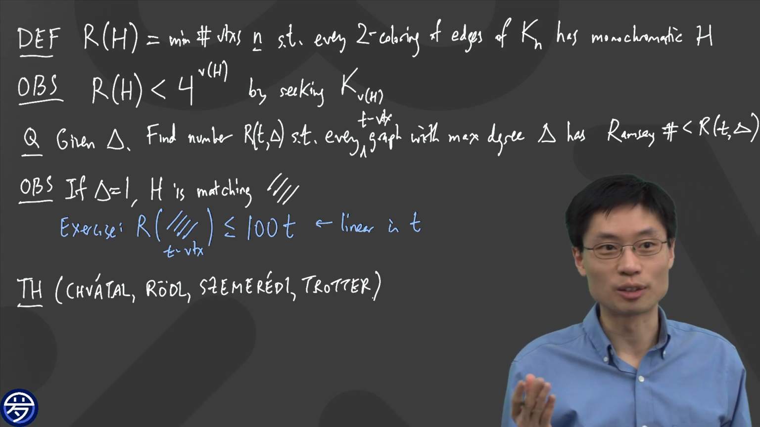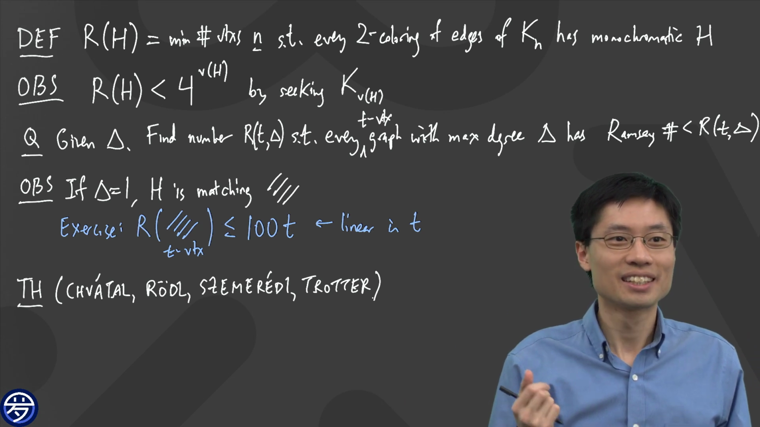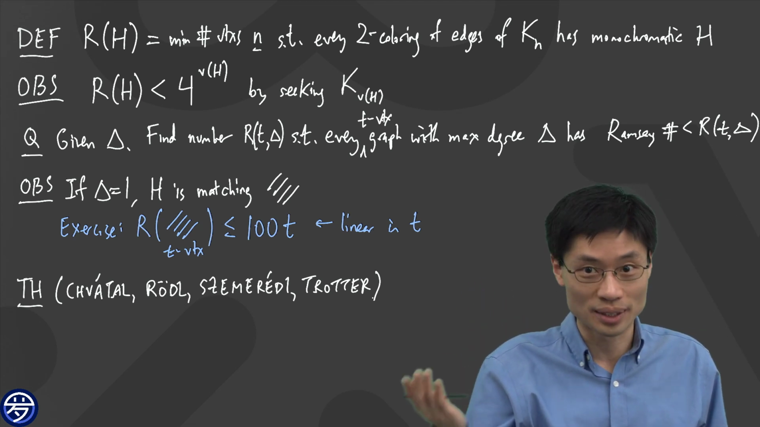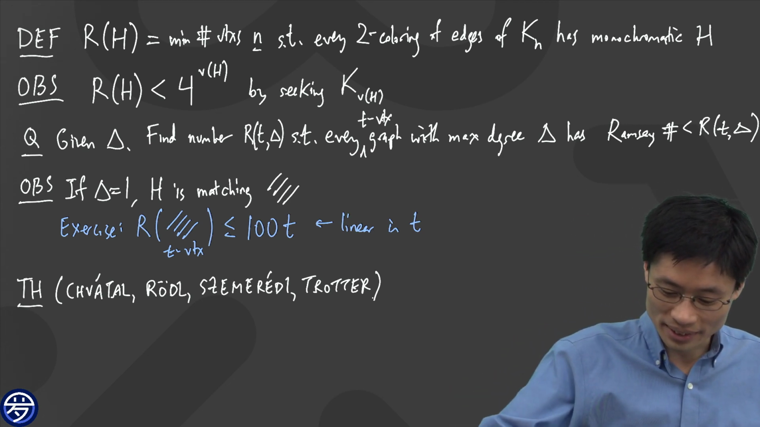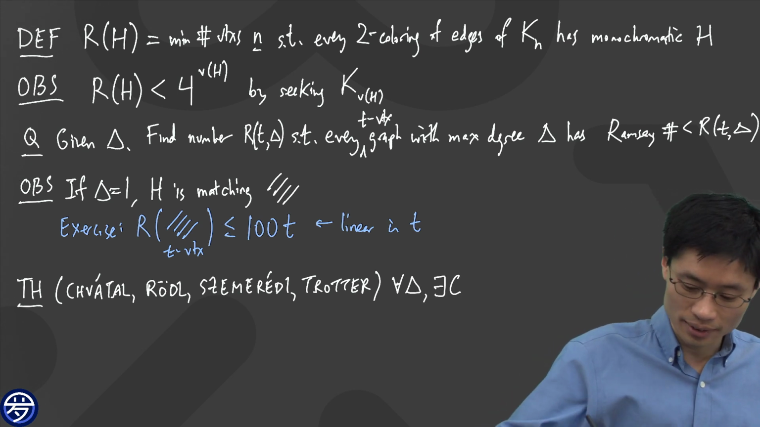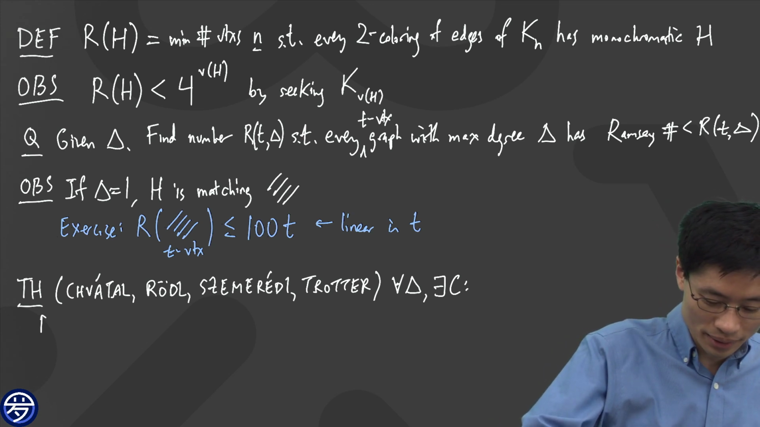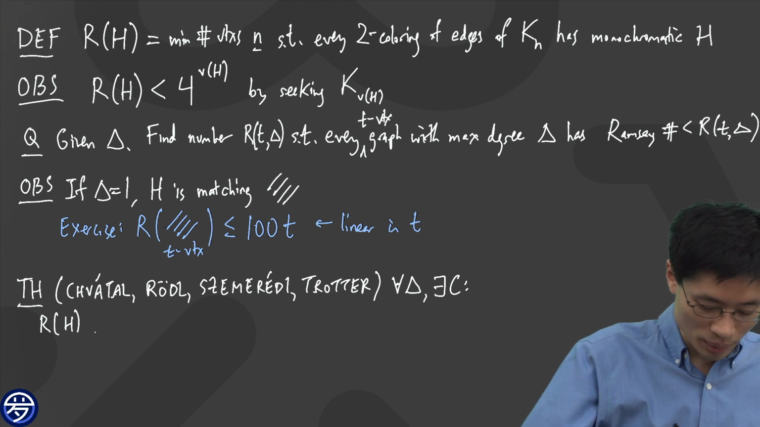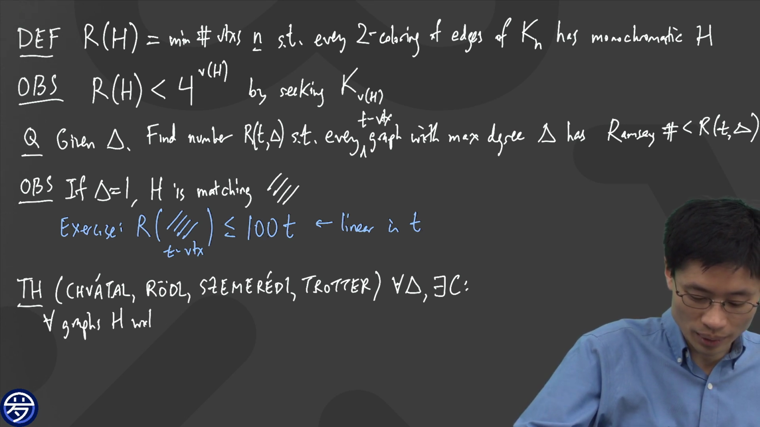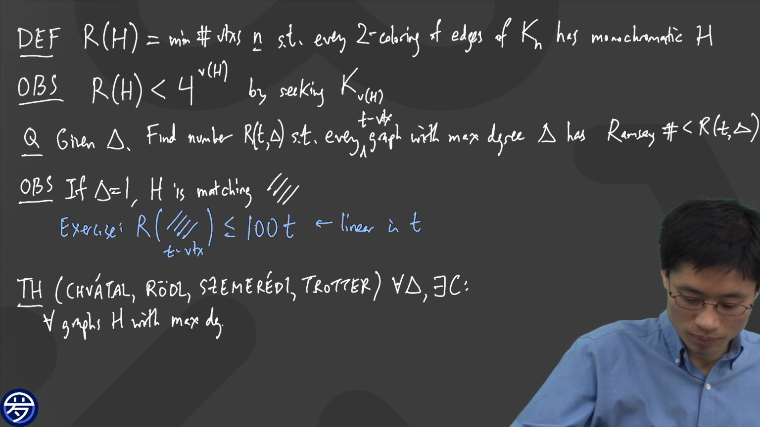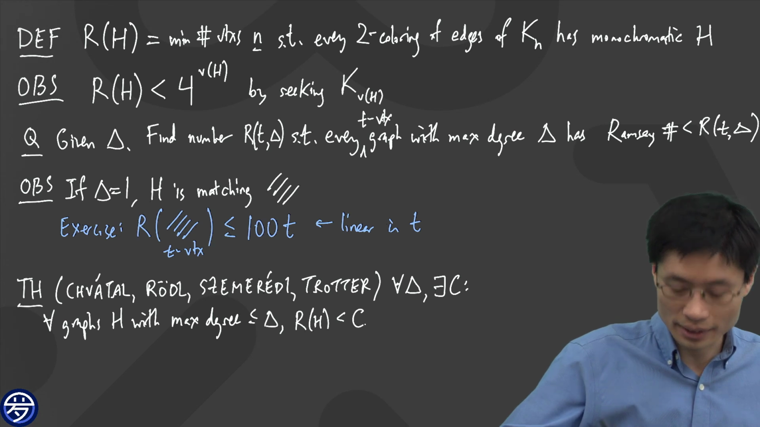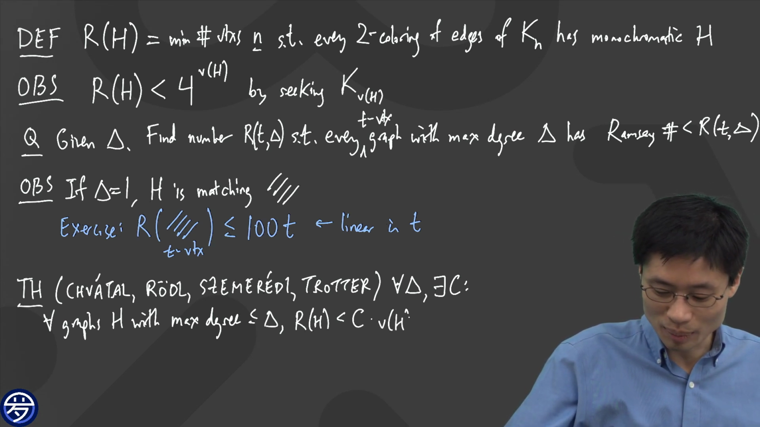Chvátal, Rödl, Szemerédi, and Trotter proved that if you're given any maximum degree, then there is some constant that depends on the degree, which is your linearity constant, and the Ramsey number of t vertex graphs with that maximum degree is actually linear in t. So what this says is, for any maximum degree delta, there exists a constant c such that for all graphs H with maximum degree at most delta, the Ramsey number of H is at most the constant times the number of vertices of H. This is amazing.